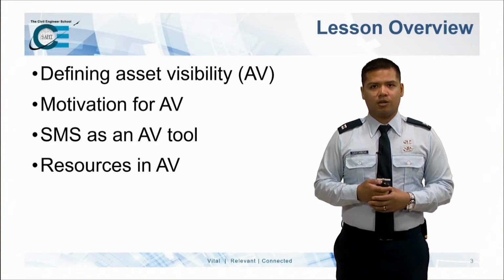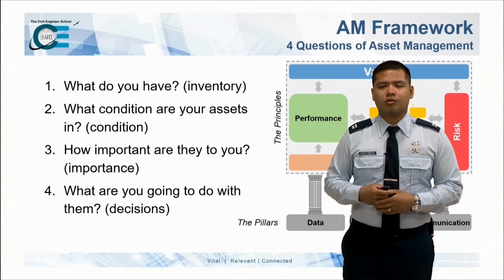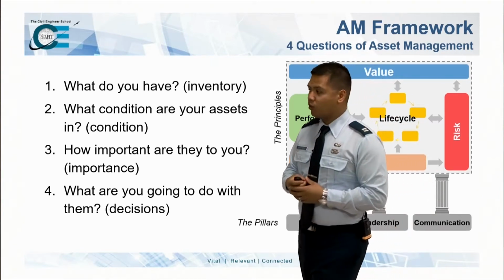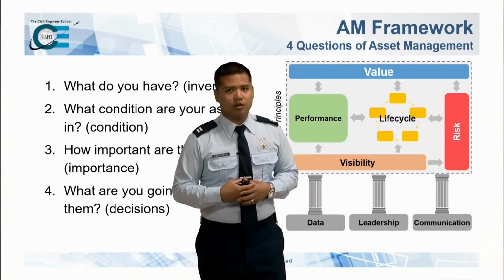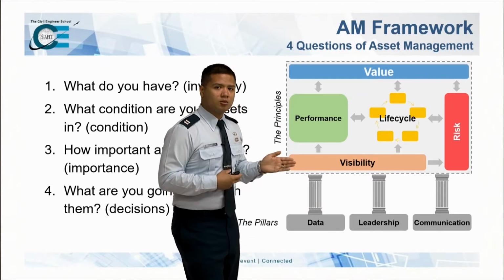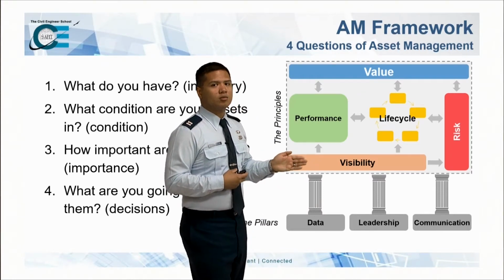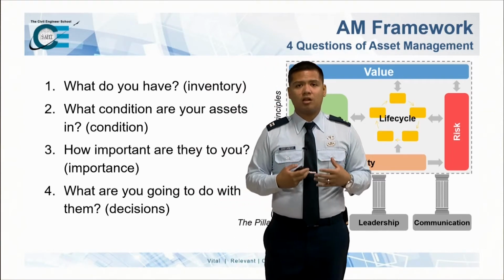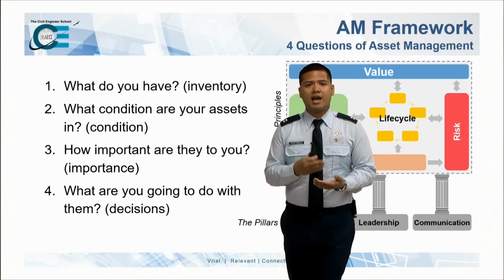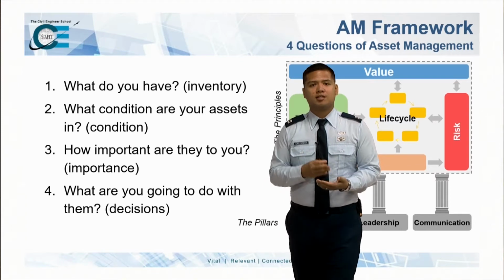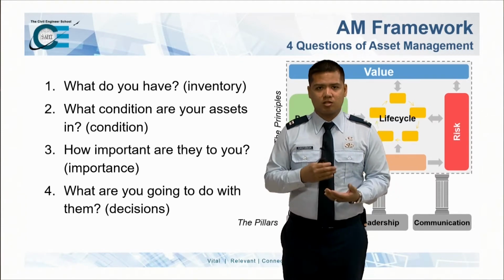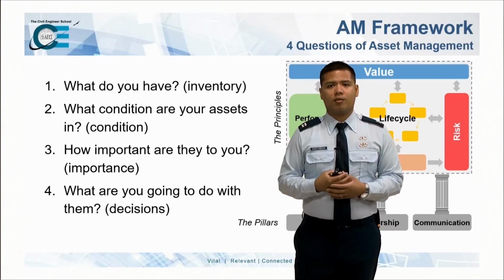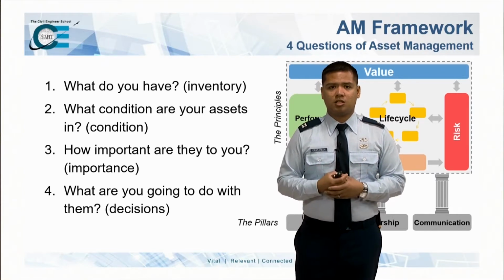So remember in Module 1 how we talked about the asset management framework, and we have all these principles and all these pillars. For this lesson, we're going to talk particularly about this principle, visibility, right? And remember these 4 basic questions of asset management. What do we have? What condition are our assets in? How important are our assets to us? And then, once we know that, what are we going to do with them? Start making some asset management decisions.